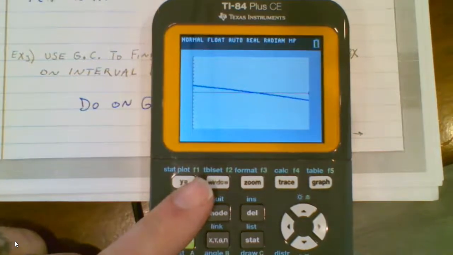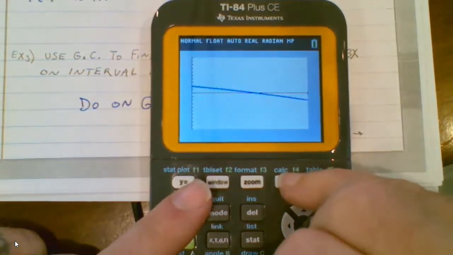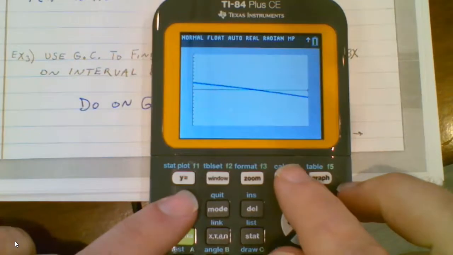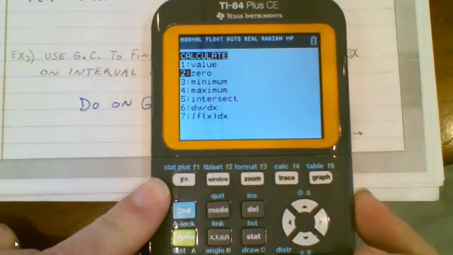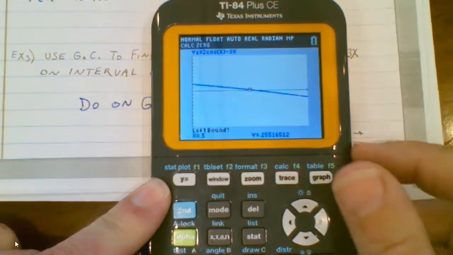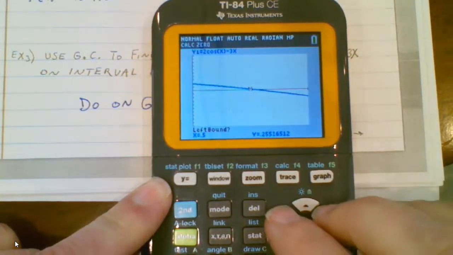So if I want to get that, all I have to do is go under calc. So I'm going to hit second, go under calc, and we're going to find the 0, option 2. It's going to ask you a couple questions. You do need to answer these correctly.